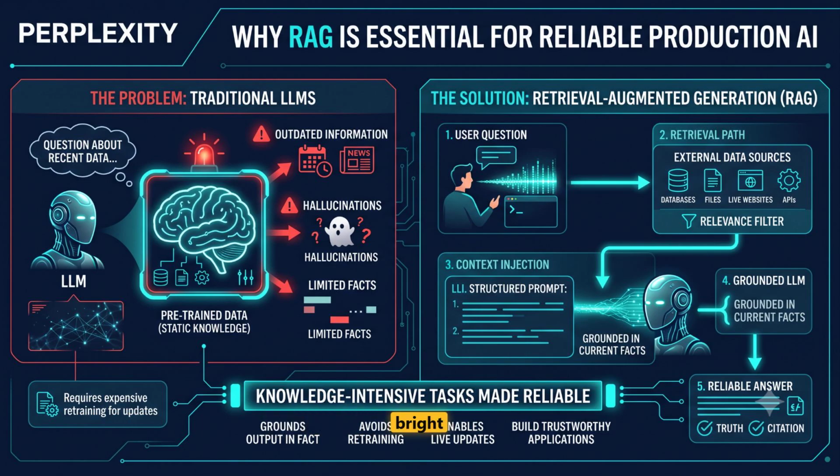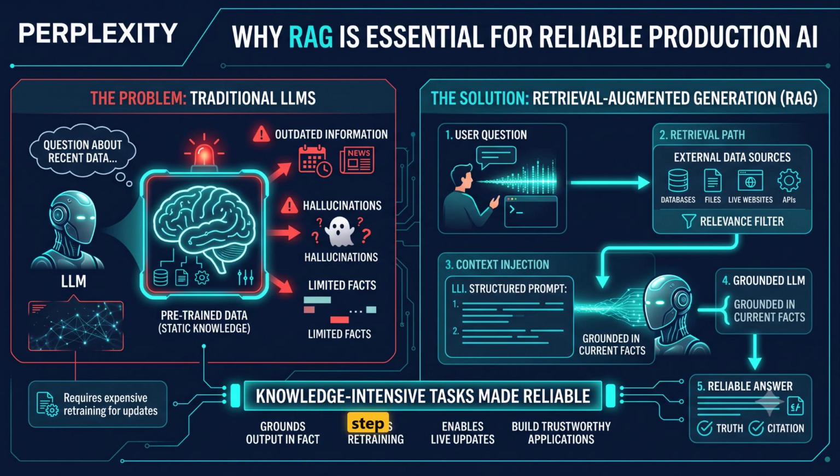Now follow the bright teal path to the right into the solution. Retrieval-Augmented Generation. When a user question comes in at step 1, we route it through step 2 to query external data sources like databases, files, live websites, and APIs, running them through a strict relevance filter. Counterintuitively, restricting your model's freedom by forcing it to read from a tiny, retrieved context window actually makes it infinitely more powerful than letting it access its entire trillion parameter brain.